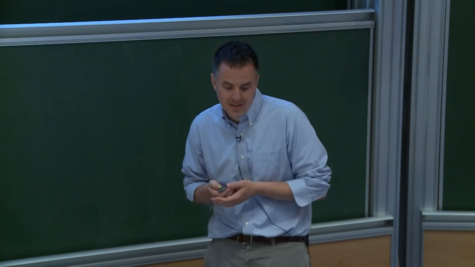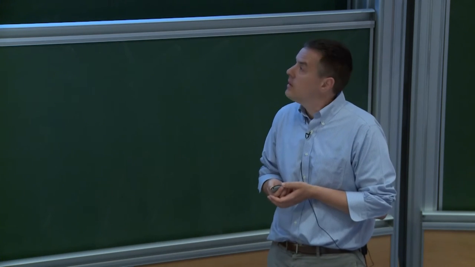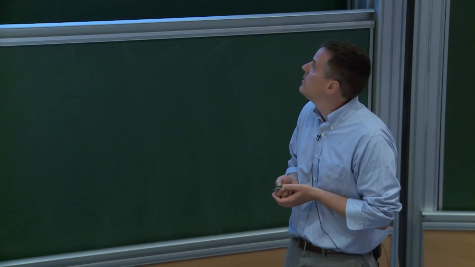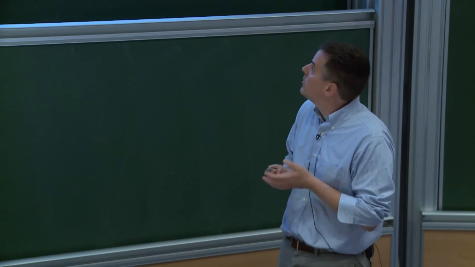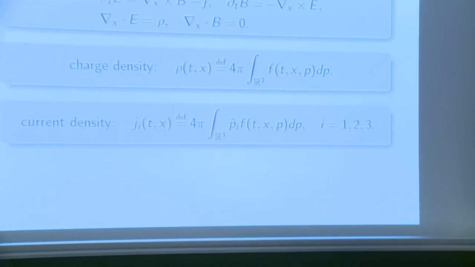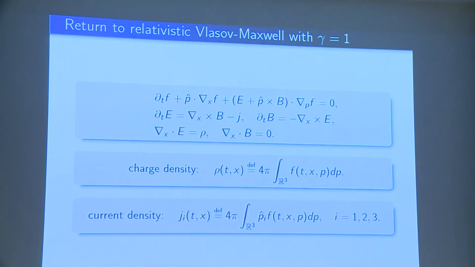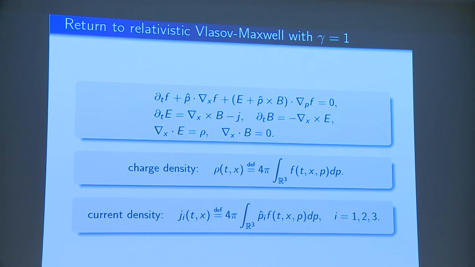Okay, so this is Vlasov-Poisson. Actually, if there's time, I'll come back to this later. I don't know if I will. But okay, so now I'm going to return to relativistic Vlasov-Maxwell in the stable case with gamma equal plus one. I'm just going to show you the equation again so that you don't forget it. Okay, so how do you study this?